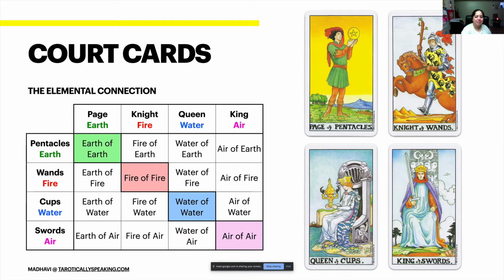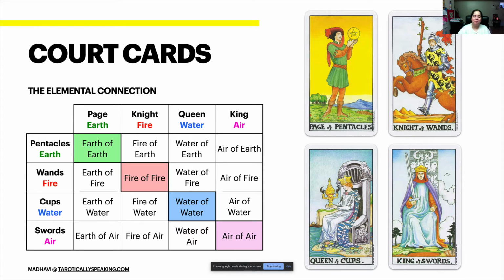And in this table, you'll see how it all intersects. You'll see that the Page of Pentacles is earth of earth. This is very earthy energy. The Knight of Wands is fire of fire. I've chosen those four cards right there. A Queen of Cups is water of water, and King of Swords is air of air. So that's where this connection comes in.